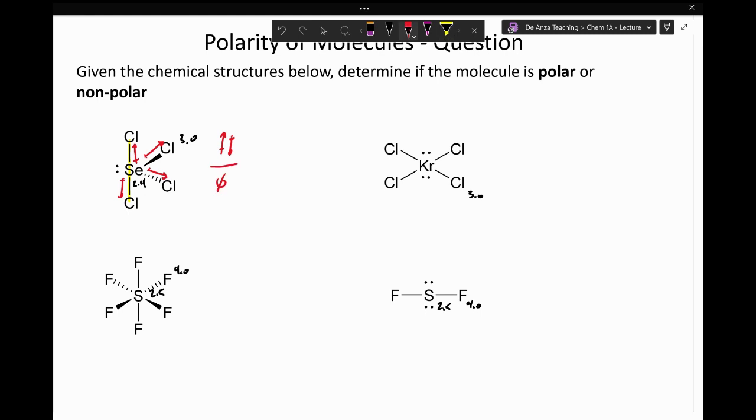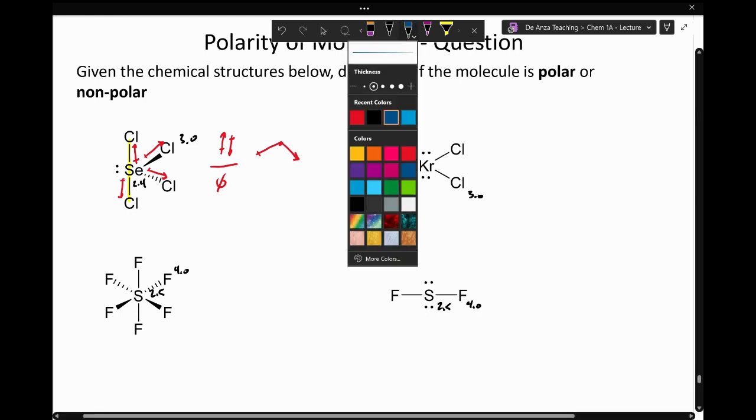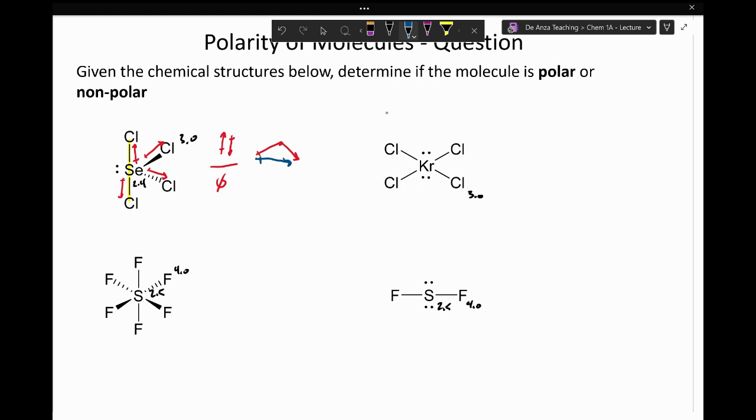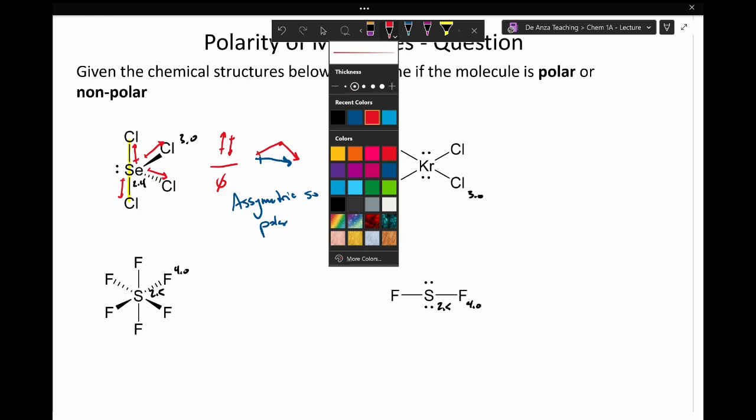And then we have that from each of our chlorines. So one's pointing up, coming at us, and then one's pointing away. But we can just add them like they're 2D. And that would give us that the bond dipole is generally in this direction. So because this is asymmetric, you'll find that most asymmetric molecules are going to be polar. So we'll say asymmetric, so this is polar. We can then look at sulfur hexafluoride. Once again, our dipoles point from sulfur towards fluorine.